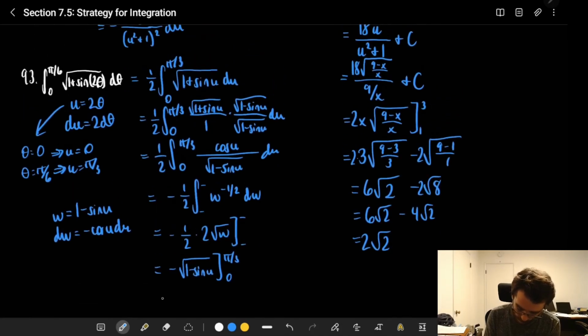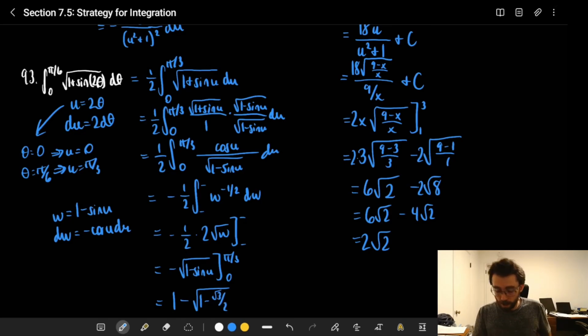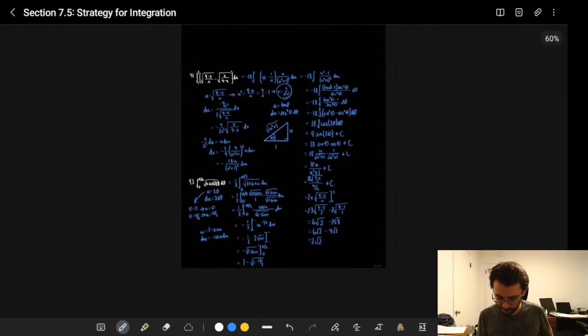This should be, if I plug in 0, starting on the bottom, I get, well, sine of 0 is 0, square root of 1 is 1, so that's negative 1, so that's subtracting a negative 1, so I'll start with that. And then plugging in pi over 3, you get minus the square root of 1 minus sine of pi over 3, which is root 3 over 2. Kind of an ugly answer to finish, but it is correct. Just checked. So yeah, there you go.